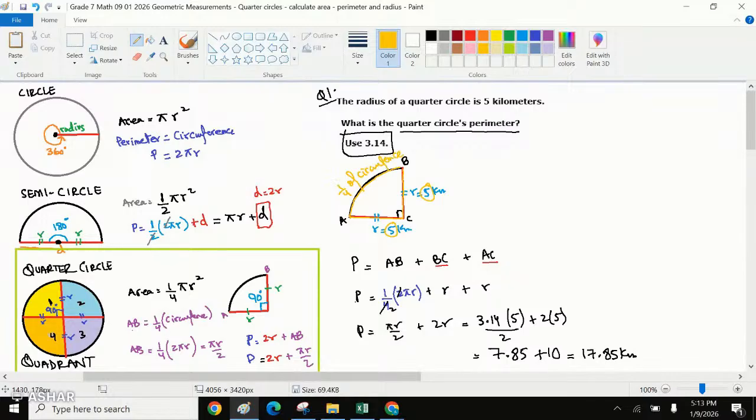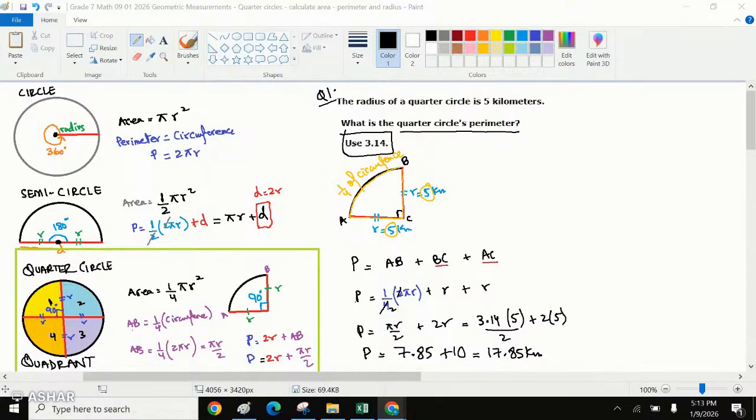Circumference is the outer ring, right? So the total perimeter comes out to be 17.85. That means in order to move around this shape, we would need to travel 17.85 kilometers. Do we agree on this? Right?